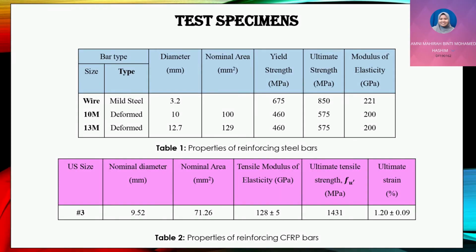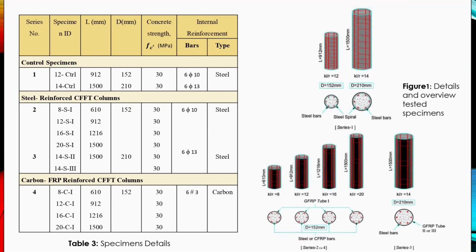So, the test results of properties of reinforcing steel bars and CFRP bars are presented in Table 1 and 2, which consists of nominal area in mm squared, yield strength in megapascal, ultimate strength in megapascal, and modulus of elasticity in gigapascal. Table 3 and Figure 1 show the results of the test of the specimen. The test results included the results of the control specimen, steel reinforced CFFT columns and carbon FRP reinforced CFFT columns.